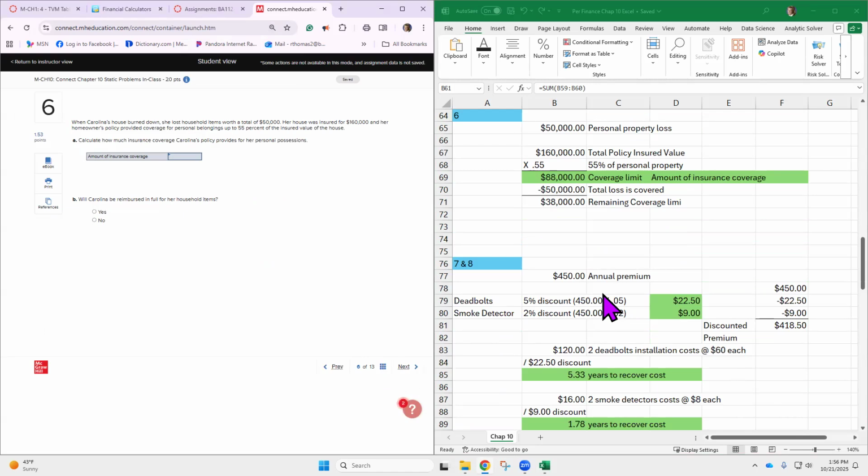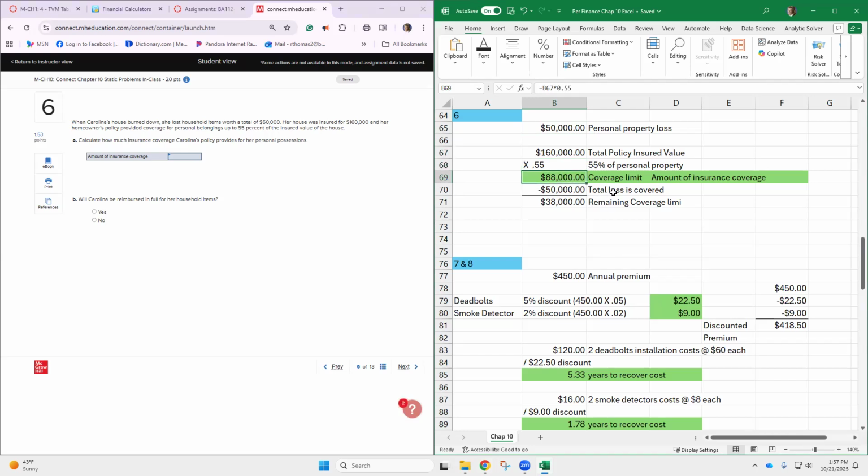Okay, number 6. When Carolina's house burned down, she lost household items worth a total of $50,000. Her house was insured for $160,000. Her homeowner's policy coverage provides for personal belongings up to 55% of the insured value of the house. Okay, so there's the loss. But here is the current value, total policy insured value. That's 160,000. We're going to take that times 55%.